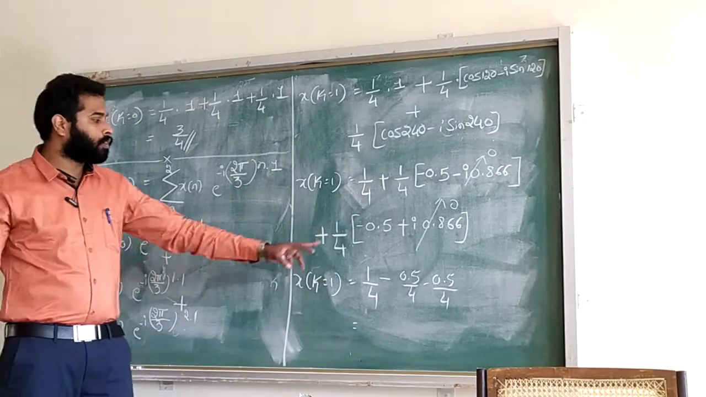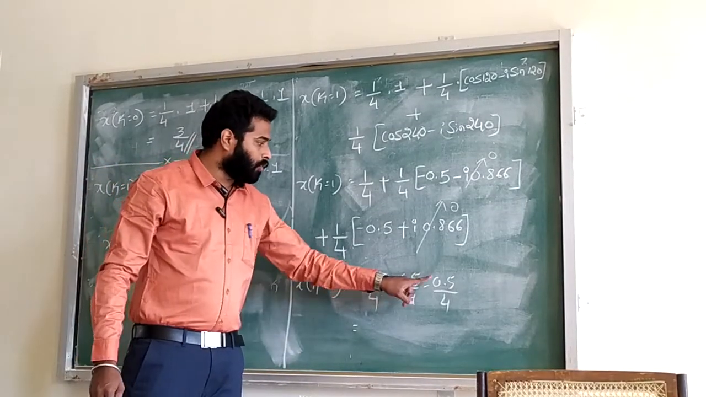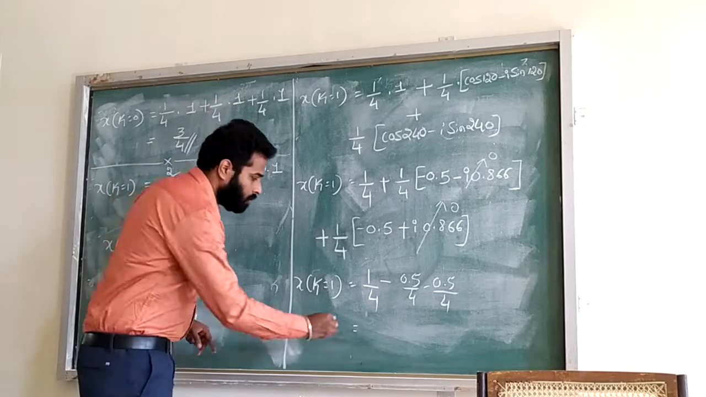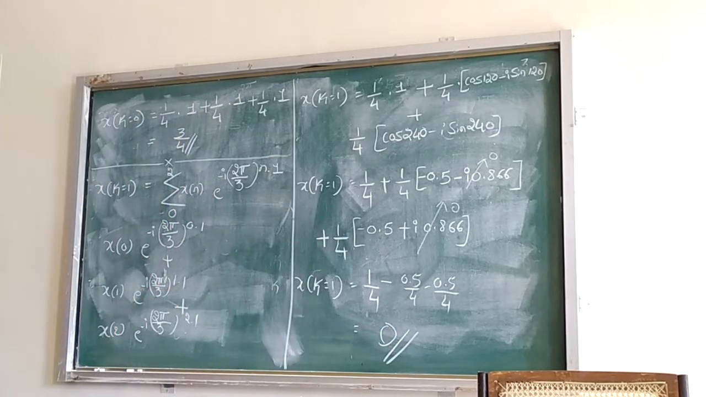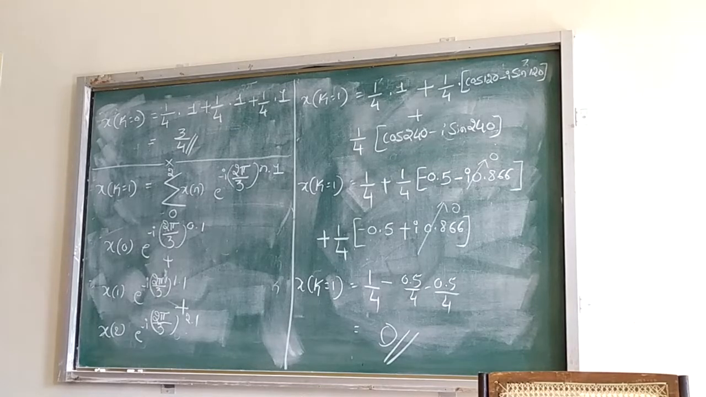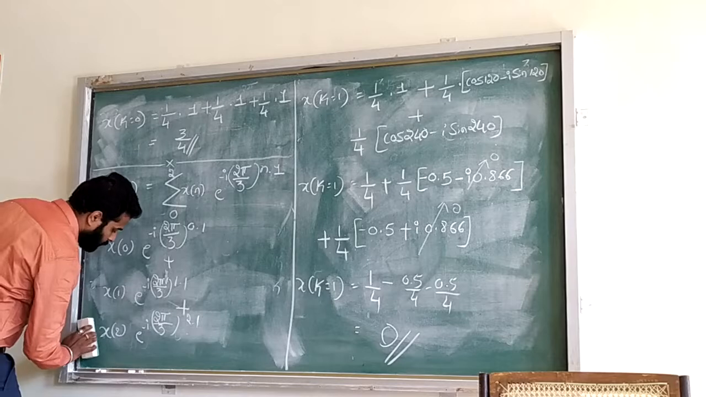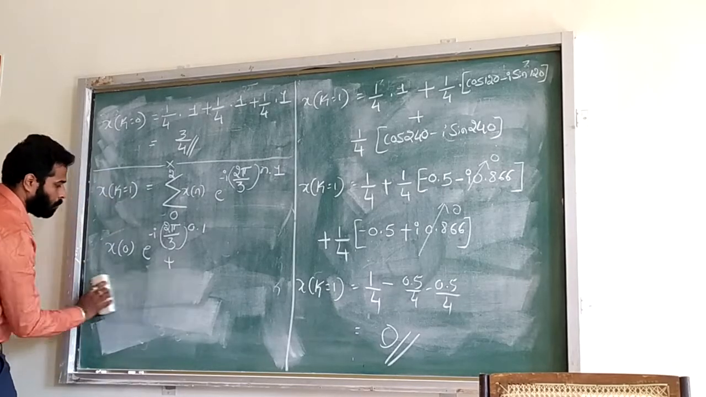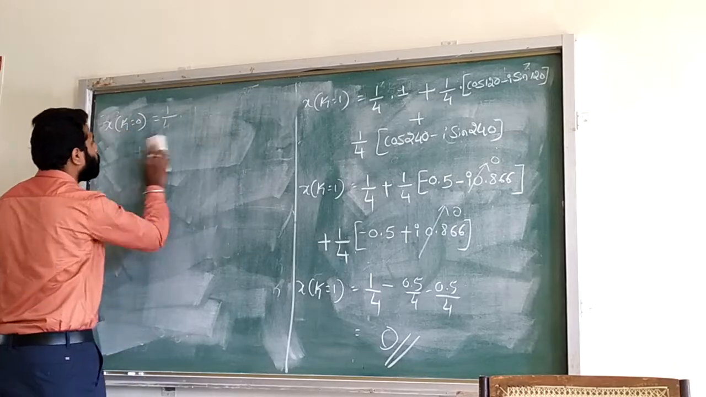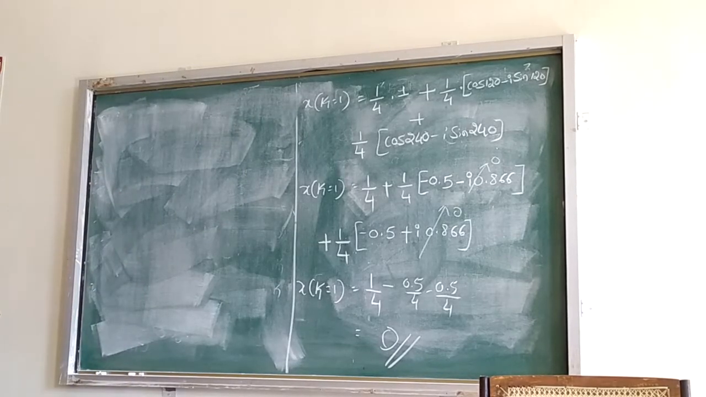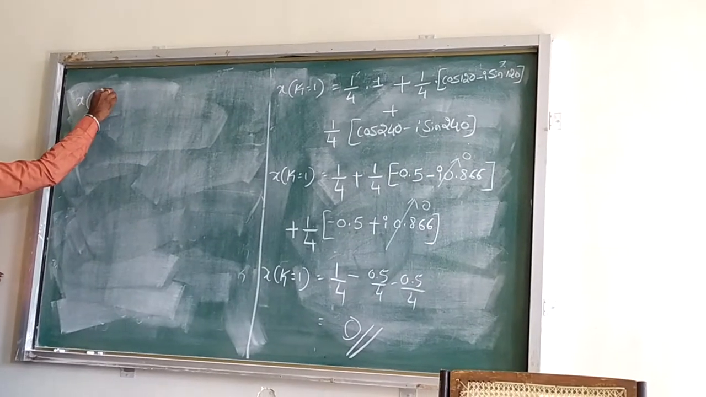1 by 4 minus 0.5 by 4 minus 0.5 by 4. So it is 0.5, 0.5, 1 minus 0. So it's 0. This is x at k is equal to 1. Now last iteration, x at k is equal to 2.